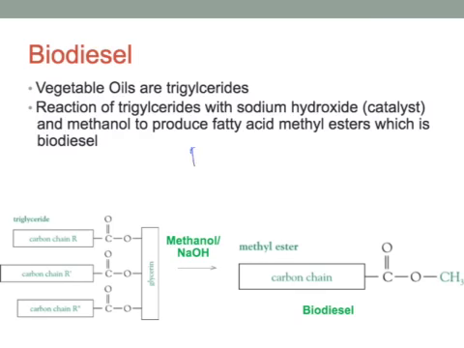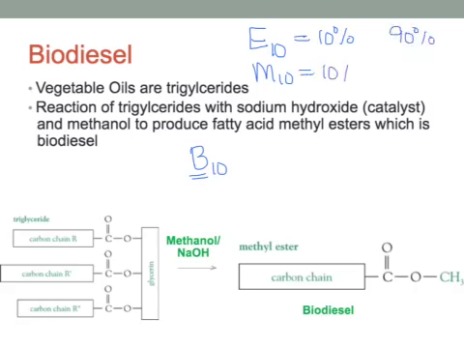Biodiesel can also be used in blends. The designation is a B designation. Remember, for ethanol, the designation is an E designation. For methanol, the designation is an M designation. E10 corresponds to 10% ethanol, 90% gasoline. M10 corresponds to 10% methanol, 90% gasoline. So similarly, B10 would correspond to 10% biodiesel, 90% gasoline.